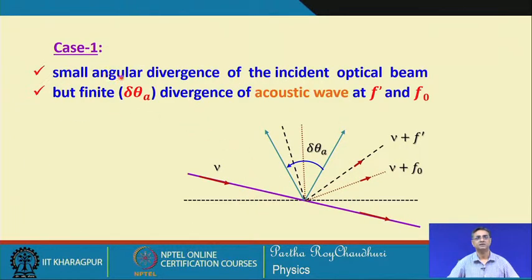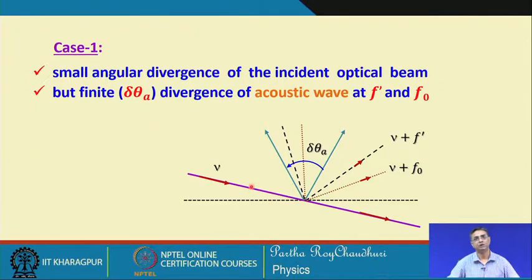In that case, first let us consider a small angular divergence of the incident optical beam, that is, it is well directed, but it sees the angular divergence of the acoustic beam over a range of delta theta a. So, this optical beam can pick up two acoustic plane wave components, one along this, another along this, so as to get frequency shifted Bragg diffracted optical beams nu plus f 0 and nu plus f dash, because in the acoustic wave you have two frequencies f 0 and f dash, and they correspond to different acoustic wave components for a given direction of the optical beam.